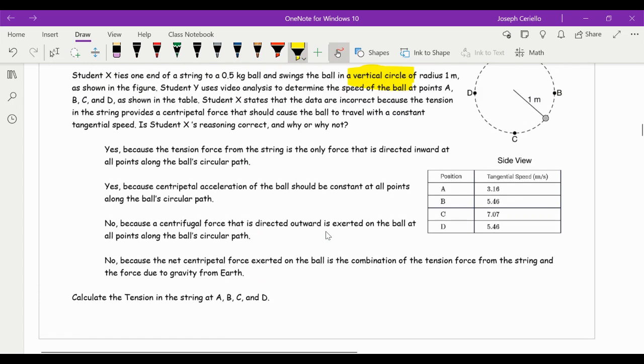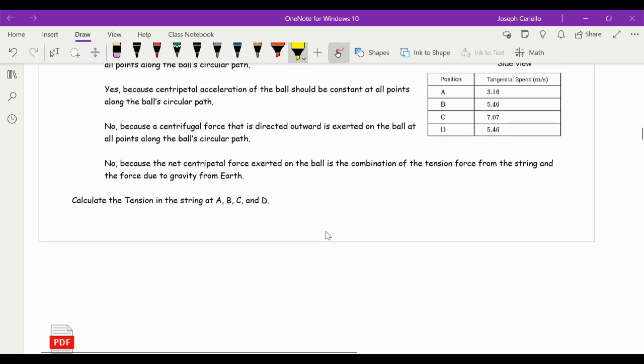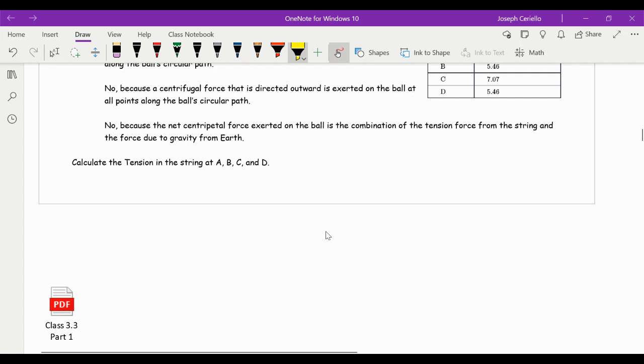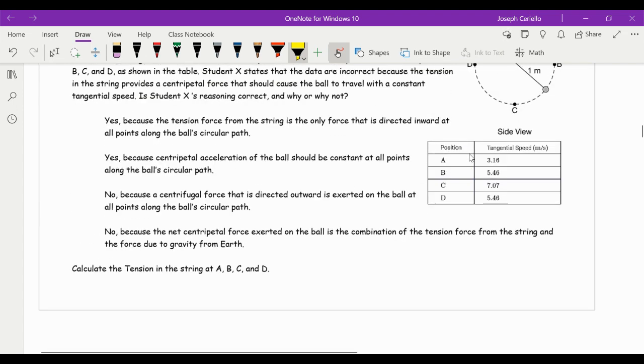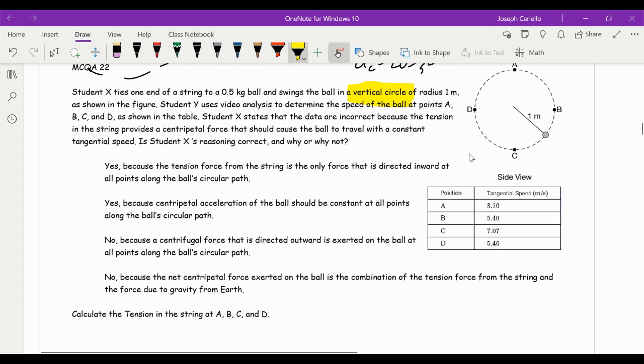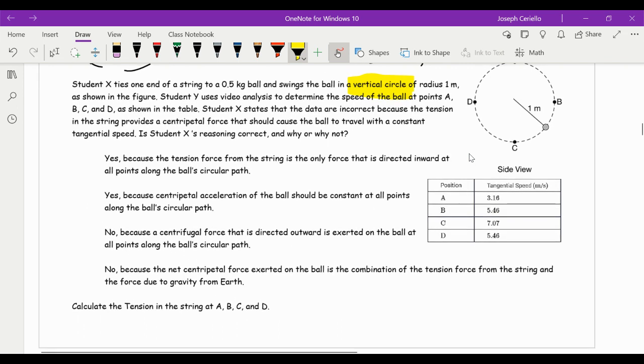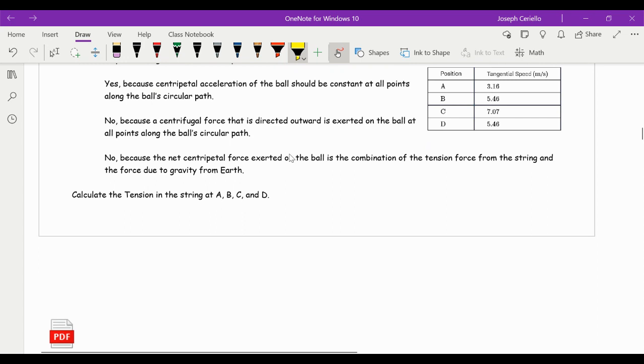So we're going to go through A, B, C, and D. Now, I didn't leave you room to do this here, so you might have to get another piece of paper for this. So the radius is 1 meter, and the mass of the ball is 0.5 kilogram. So the weight of the ball, Fg, is 5 newtons. So please keep that in mind because I am going to use that repeatedly.